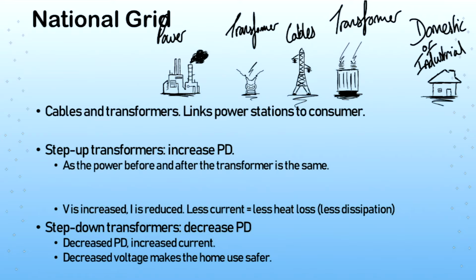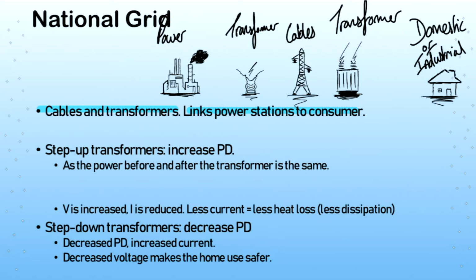So looking at how we deliver electricity to our homes, we use something called the national grid, and that's a national grid of electric cables, power stations, and transformers that allow us to have electricity delivered. So when you're asked what the national grid is, you can basically just say it is cables and transformers which link power stations to a consumer. That's what AQA want us to know.